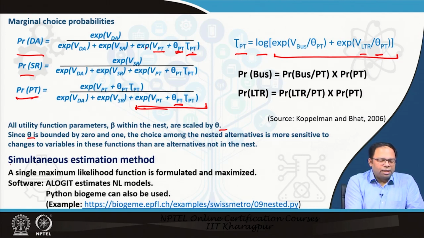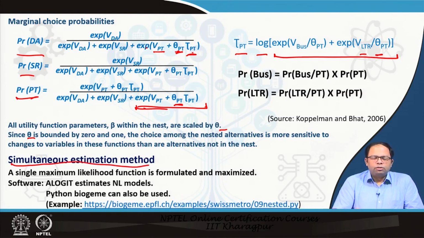So, we use the simultaneous equation estimation method to do the estimates, same as the MNL model that has been estimated. A single maximum likelihood function is formulated and maximized, and we can use software like Logit, which can estimate NL models, and similarly Python Biogeme can also be used to estimate NL models.